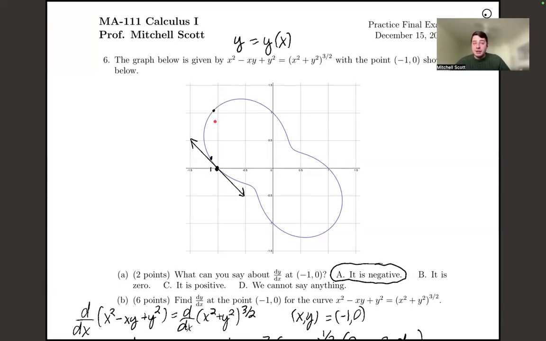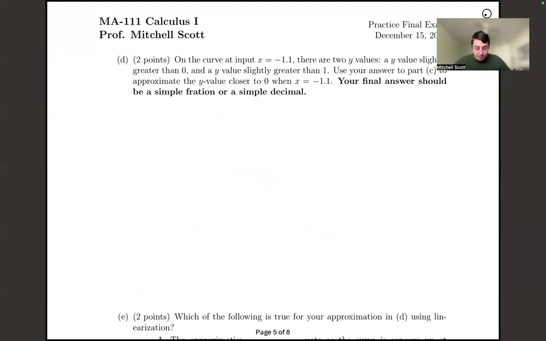Again, it doesn't make sense to have a linear approximation at this upper point because we know nothing about the slope here. We would have to redo the entire process. So I want to talk about this point. On the curve at input x equals -1.1, there are two values, a value slightly greater than 0 and a value slightly greater than 1. I just talked about them. We're going to be looking at the lower point. So as I mentioned, based on your answer before, we have L of x equals -x - 1.